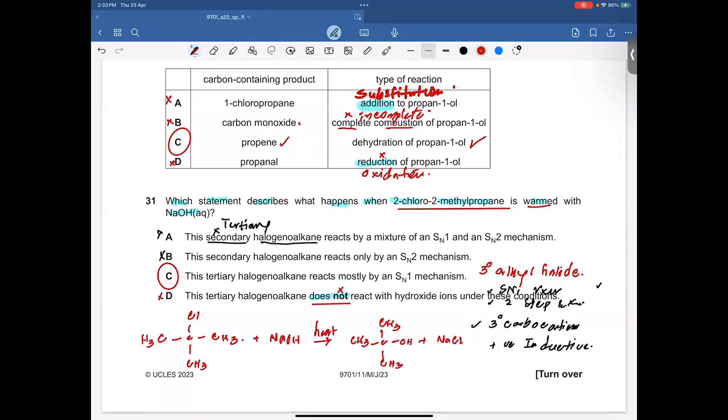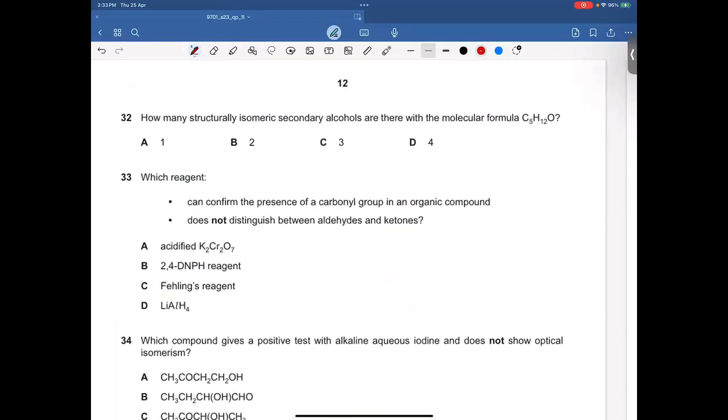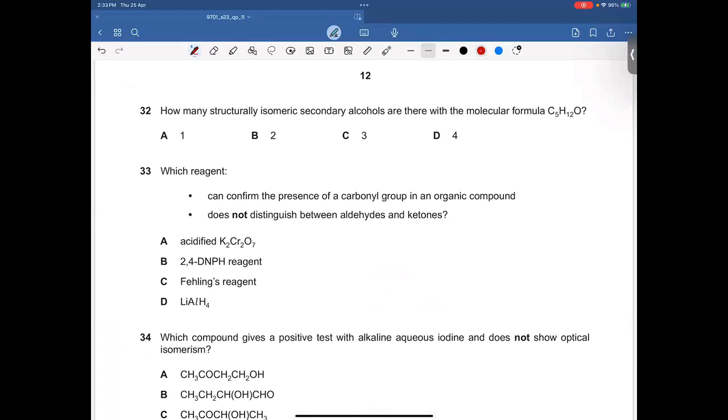Okay, 32. How many structurally isomeric secondary alcohols are there with the molecular formula C5H12O? Stick to secondary alcohols. We really don't need tertiary and primary alcohols.